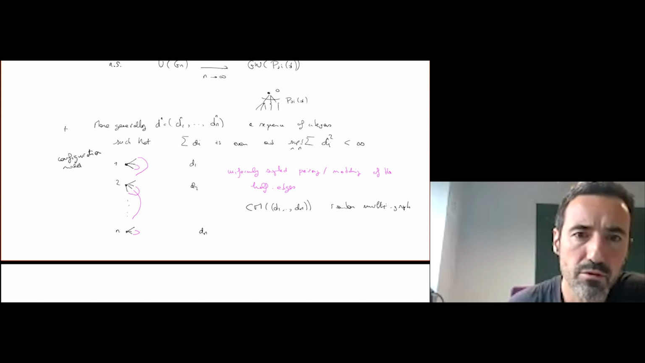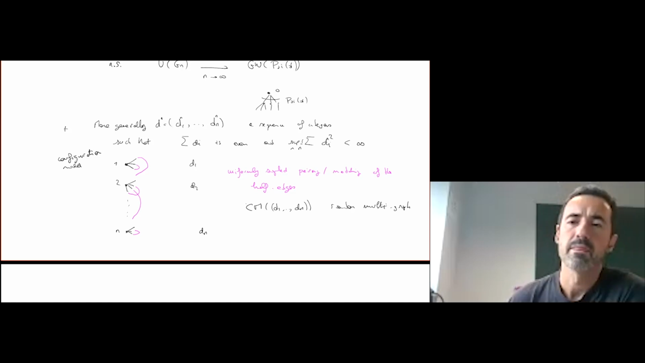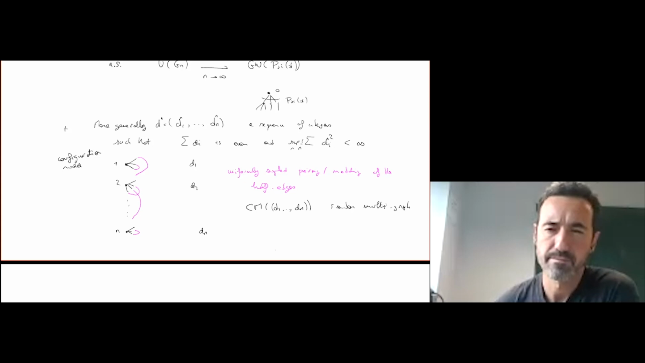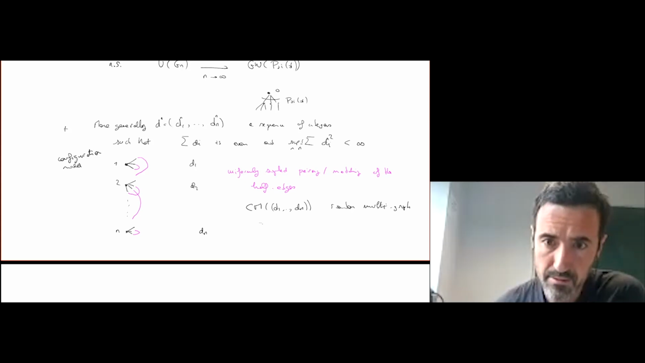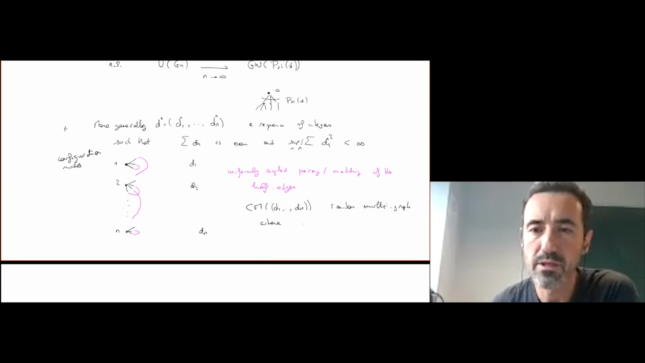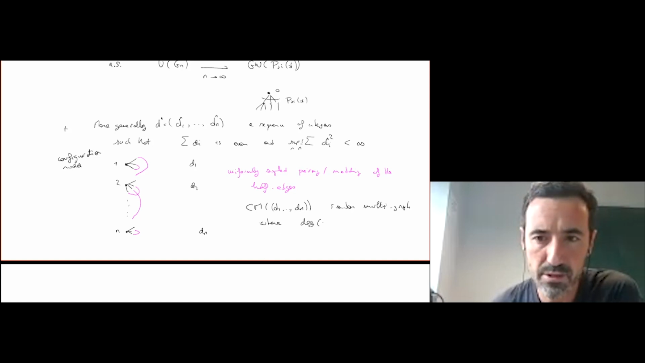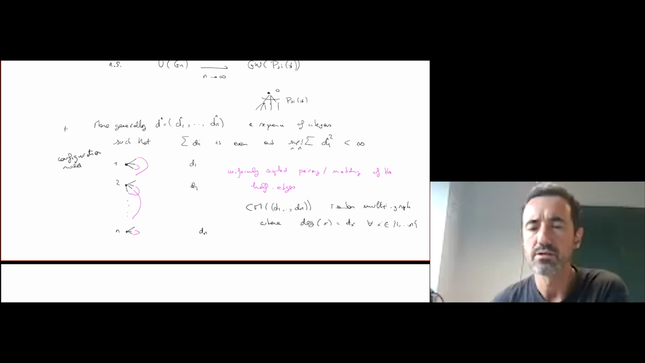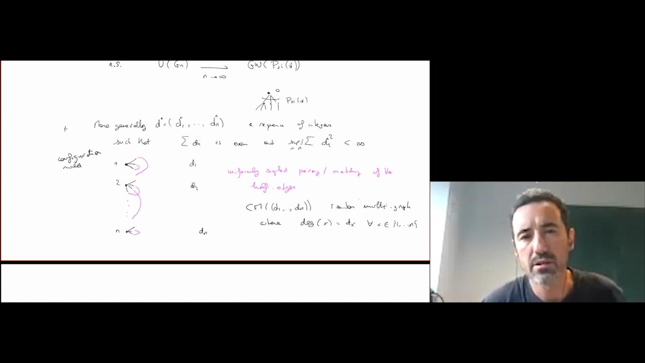Multigraph, because you may have loops or double edges. It is interesting because the degree of a vertex x is precisely d_x, for all x from 1 to n. Okay, so it's a way to sample a graph with a given degree sequence.